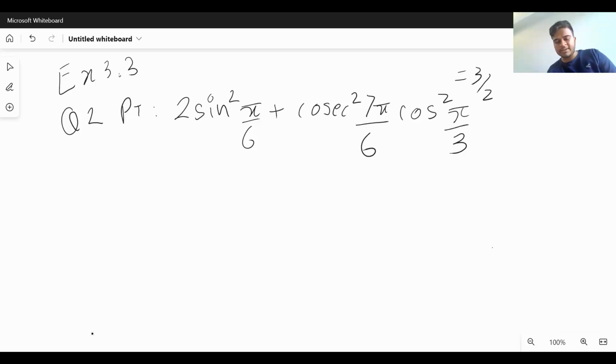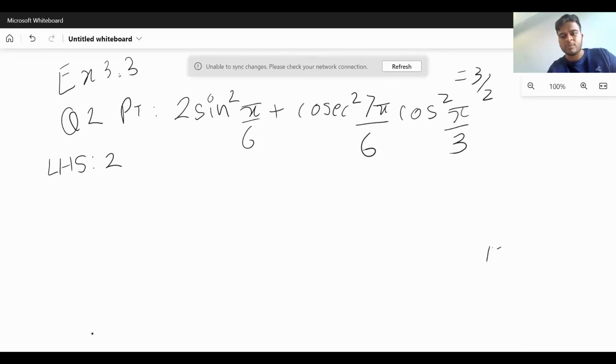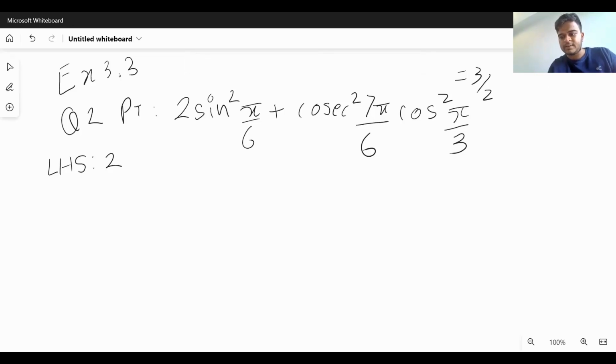The approach that we used in the last question was that we tried to solve LHS and equate that to RHS. We are going to use the same approach in this question as well. So I'll start solving for LHS and let's see if we can come to the RHS. So 2 times sine square pi by 6. So pi by 6, as we have solved before, is 30 degrees.